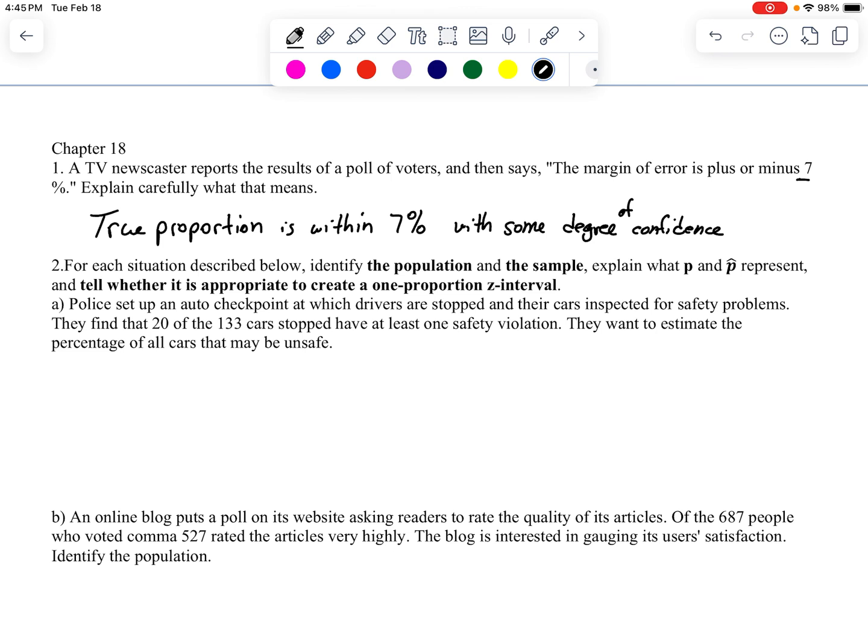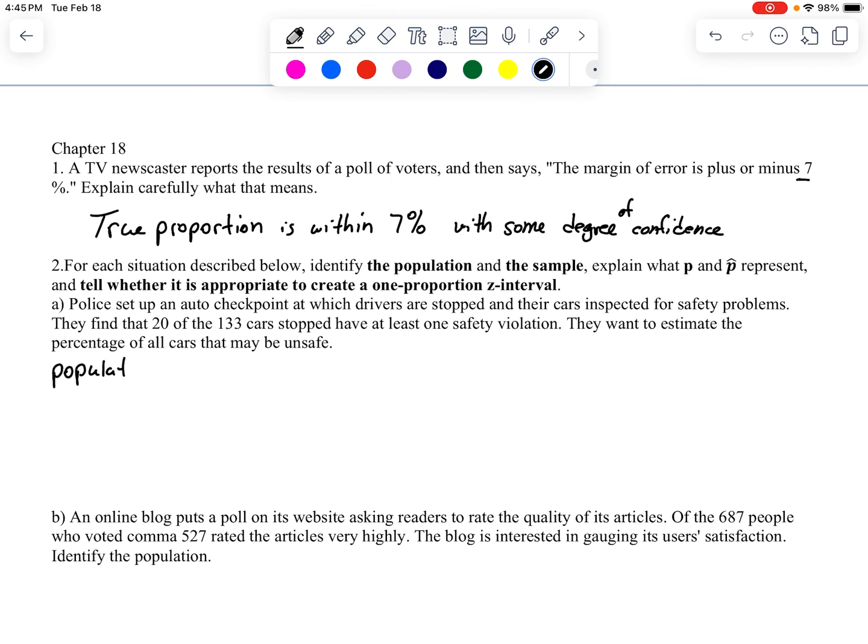For each situation described below, identify the population, the sample, what p and p-hat represent, and tell whether it is appropriate to create a 1 proportion Z interval. Police set up a checkpoint at which drivers are stopped and their cars inspected for safety problems. They find that 20 of 133 cars stopped have at least 1 safety violation. They want to estimate the percentage of all cars that may be unsafe. So we are trying to find the proportion of all cars. I'm going to take this sample and see if I can apply the numbers from the sample to the entire population. That is our goal here.